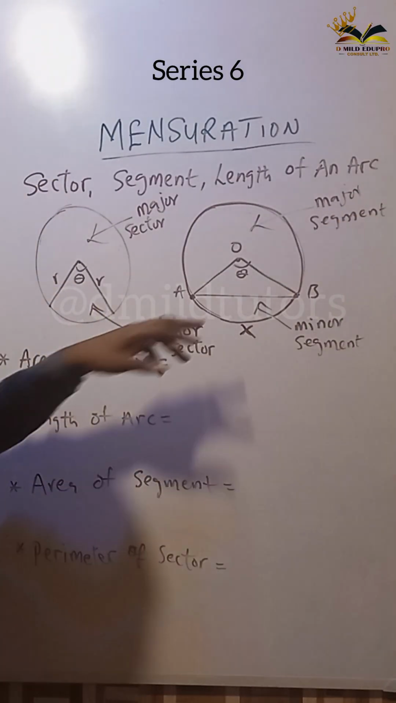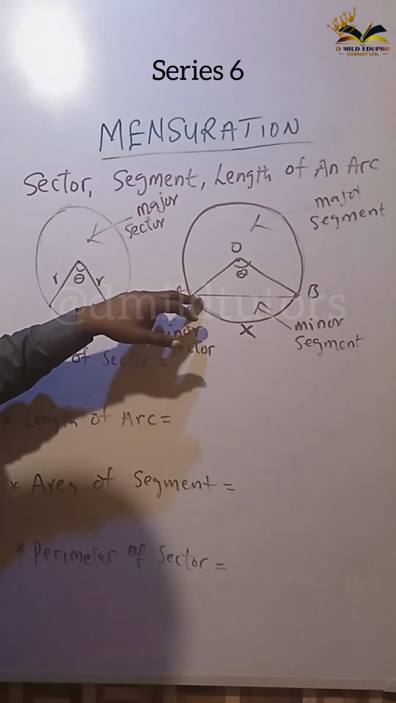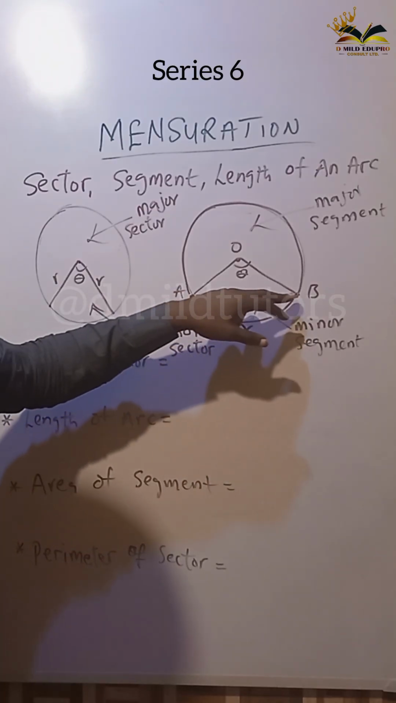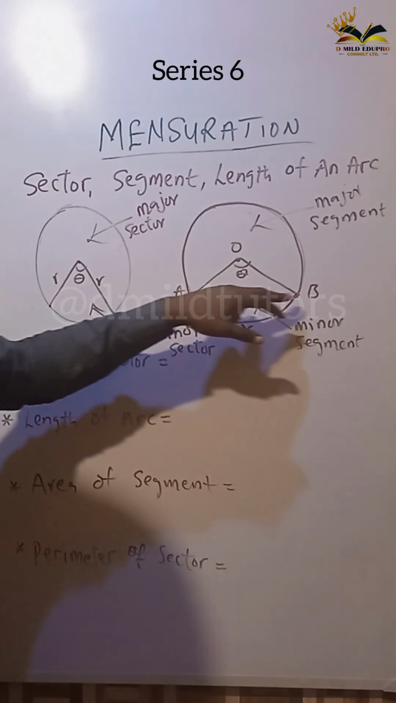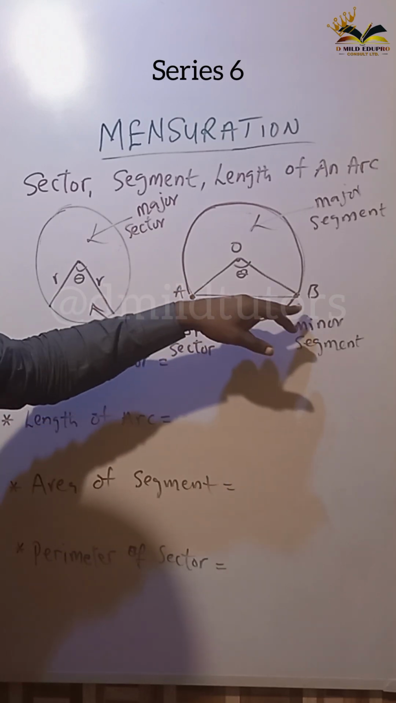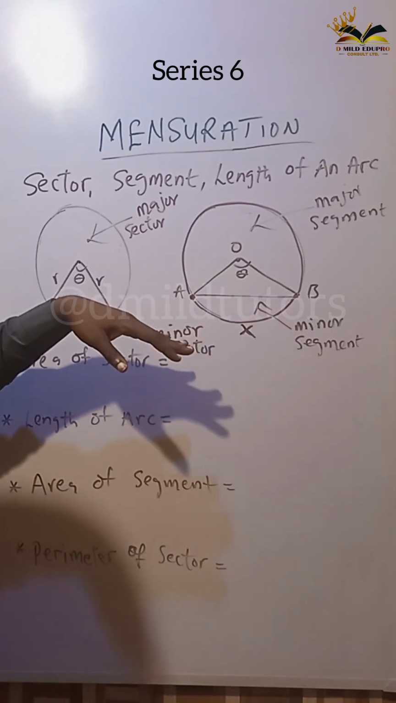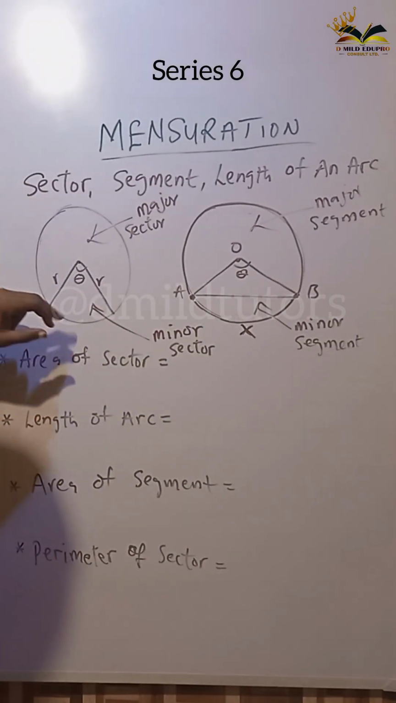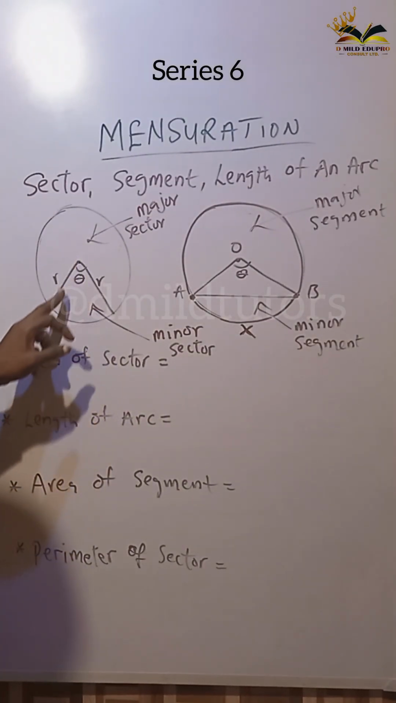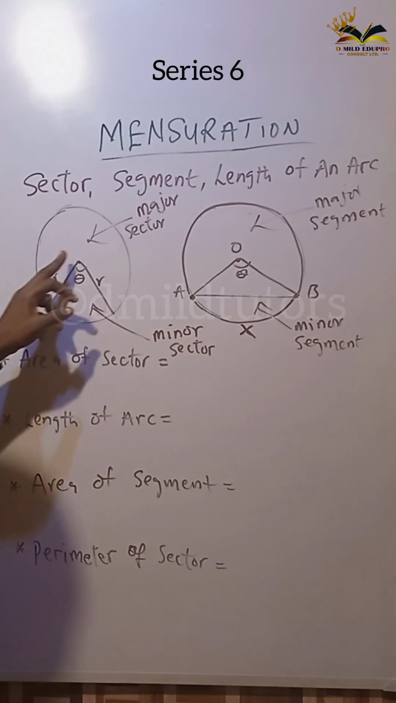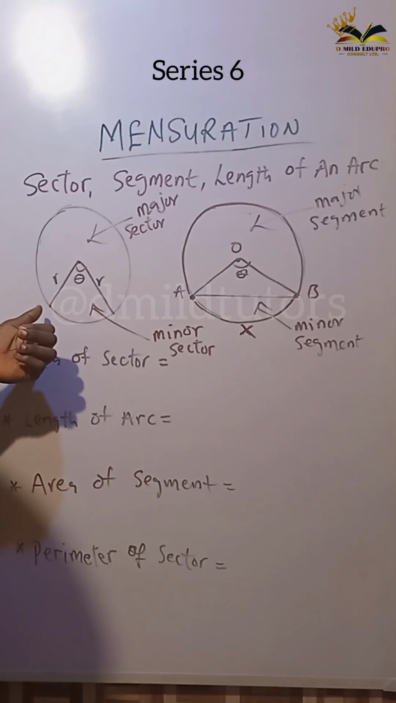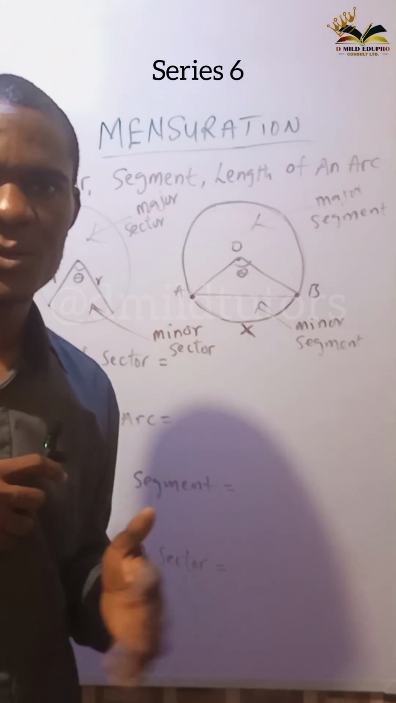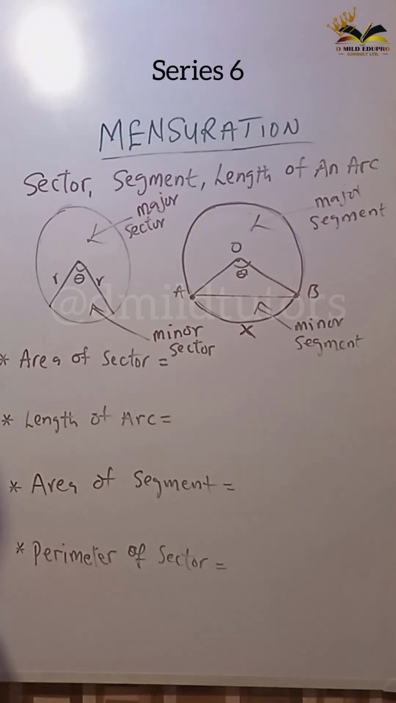If you check this very well, you will notice that there is this line here, which we call the chord. So whenever you have a chord in a circle, that circle is being divided into segments. But when there is no chord, and you just have this radius and this radius, and then you have this arc without a chord, then the circle has sectors. Is that okay? So please take note of that.